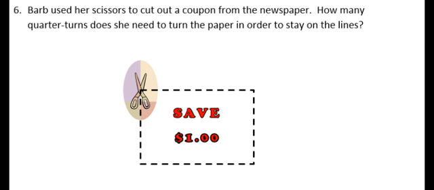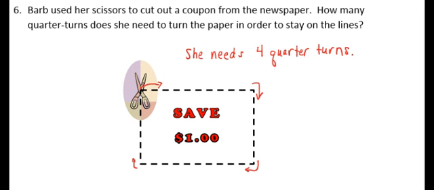And my last question says, Barb used her scissors to cut out a coupon from the newspaper. How many quarter turns does she need to turn the paper in order to stay on the lines? Well, the way her scissors is facing right now, I would say we'd have to do a 1/4 turn here so she can start cutting along this line. And then she would make another quarter turn here to cut along this line, and then a third turn here to cut along the bottom of the coupon, and then one more turn here to finish off the coupon. So she needs 4 quarter turns.